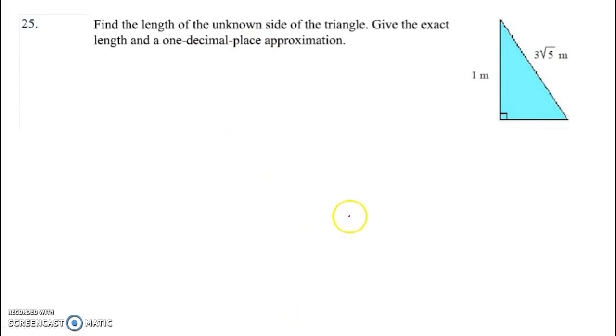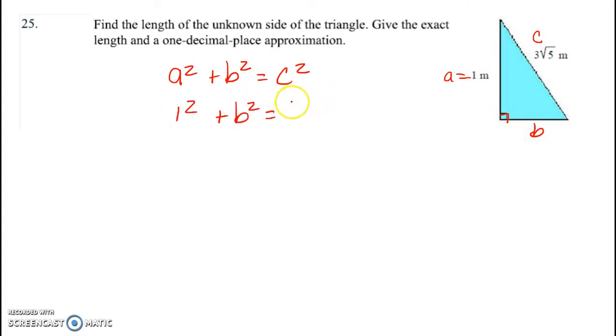25. Find the length of the unknown side of the triangle. Give the exact length and a 1 decimal place approximation. Okay, we've got a right triangle, so I know the Pythagorean theorem applies. A squared plus b squared equals c squared. C is always the hypotenuse. Here's your C. So we could say that's A, and this is B. So I've got 1 squared plus b squared equals 3 times the square root of 5, the whole thing squared.